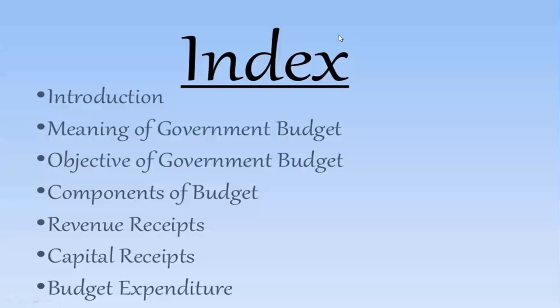Good morning, students. Let's start with unit number 3, government budget, and unit number 4, government budget and the economy. The main objectives of this chapter are: introduction, what is meant by budget, meaning of government budget, objectives of the government budget, components of budgets, what is revenue receipt, what is capital receipt, what is budget expenditure, and the measure of the government deficit.